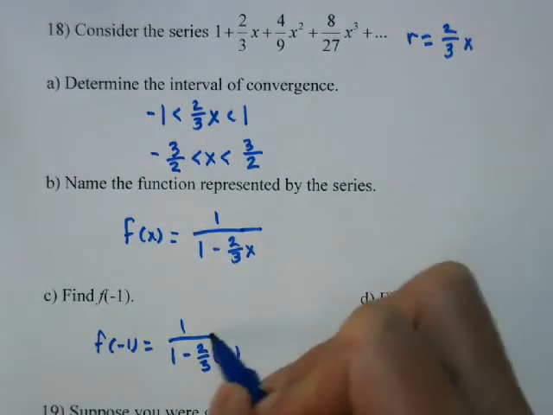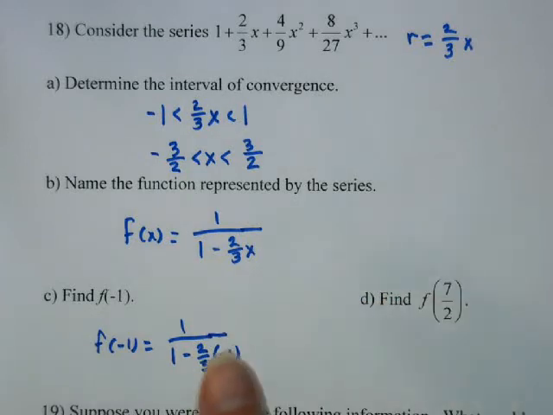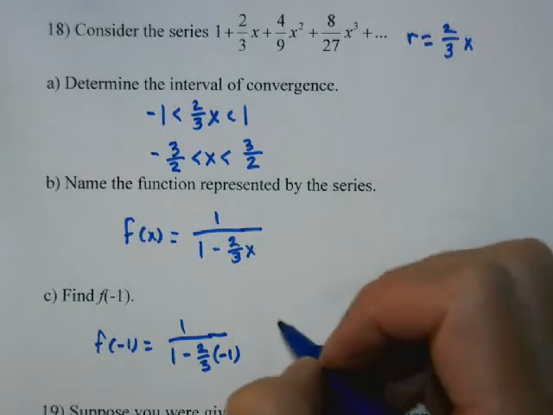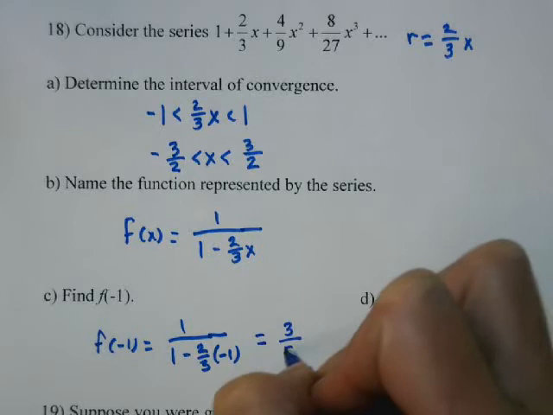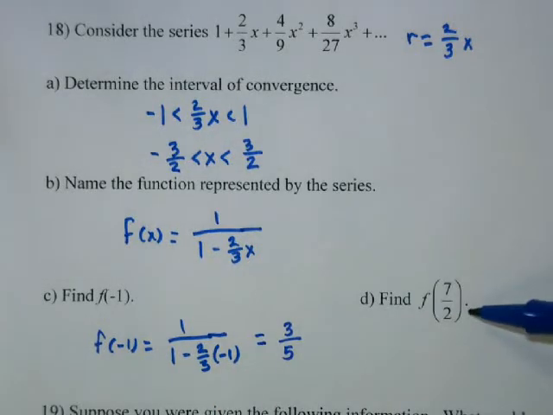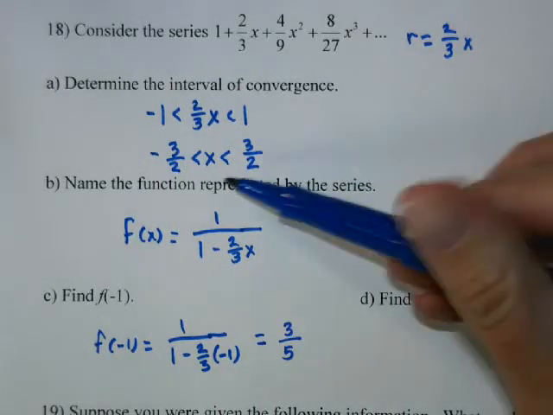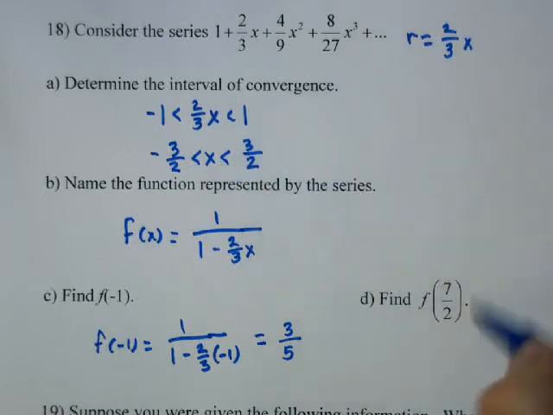So this will be 1 plus 2/3, which will be 5/3. So if we take the reciprocal, it will be 3/5. 7 halves is not between -3 halves and 3 halves, so we cannot evaluate the function.